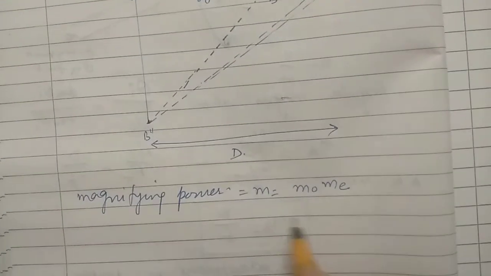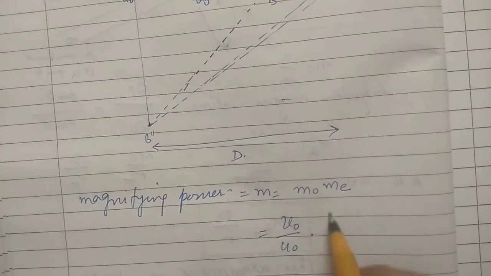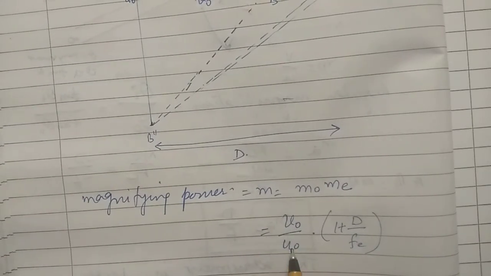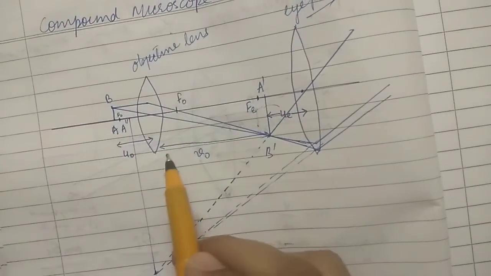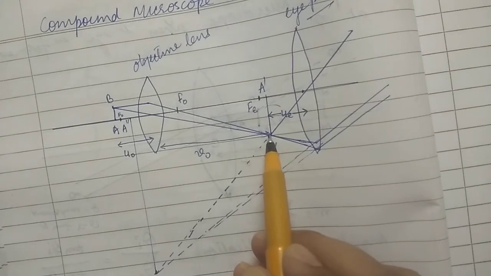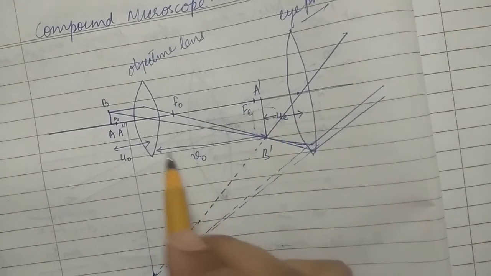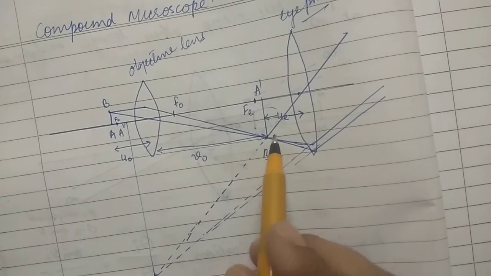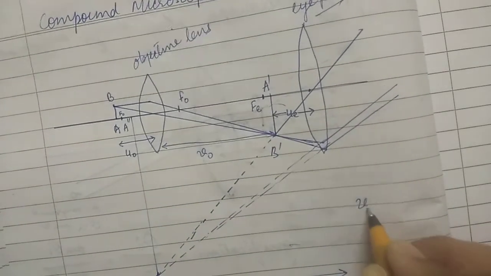So the magnifying power of the objective can be written as V naught over U naught, and the magnifying power of the eyepiece we have already derived in the last lecture. Now V naught and U naught, with a little bit of approximation, we are going to write here. Since this object is lying very close to the lens, V naught can be taken as approximately the tube length of the microscope.